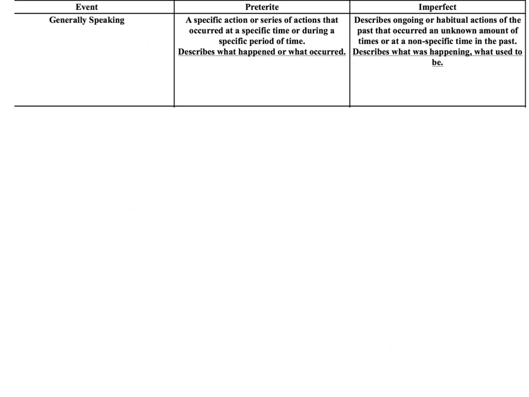Think of the preterite as a more rigid tense. We know exactly when things happen. We can pinpoint them. And the imperfect is more of a fluid tense in the past where it's more difficult to pinpoint exact actions at specific times or exactly how many times things occurred. Again, the imperfect describes what was happening and what used to be.